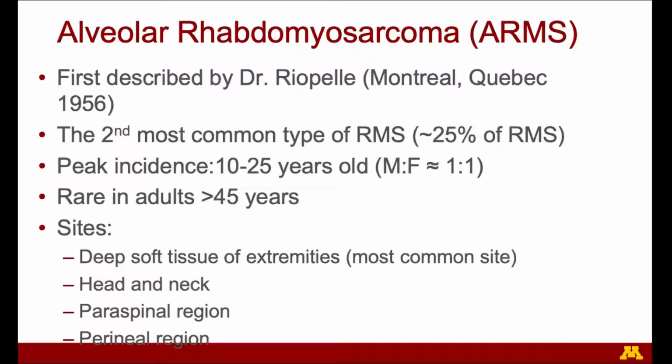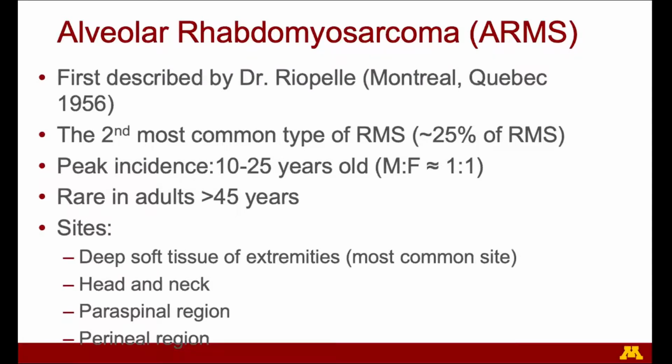Alveolar rhabdos occur in a slightly older population, predominantly in adolescents and young adults, with peak incidence among individuals between 10 to 25 years of age, and roughly equal incidence in male and female gender. They can occur in older patients, but rare. In terms of location, the most common site of alveolar rhabdo is deep soft tissues of extremities, followed by head and neck, paraspinal, and perineal regions.